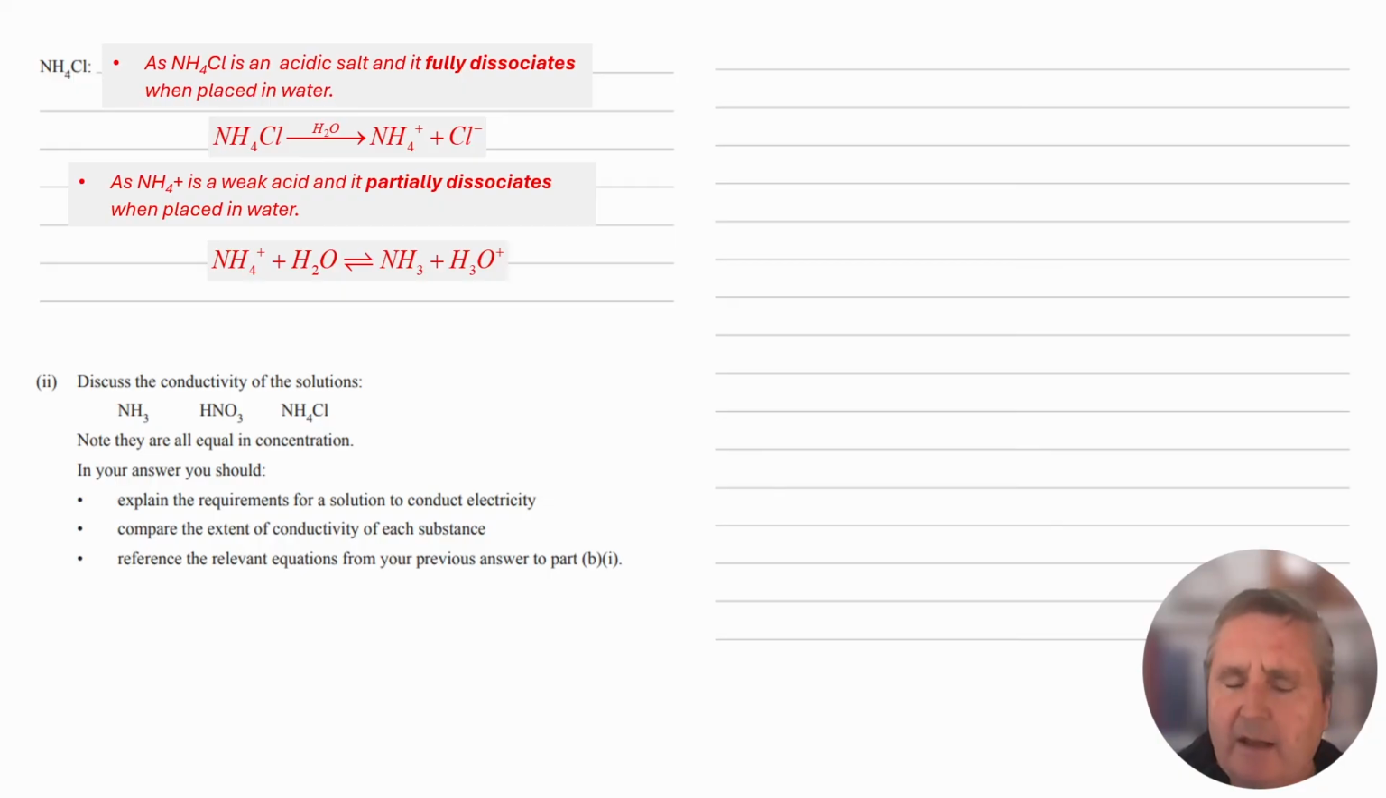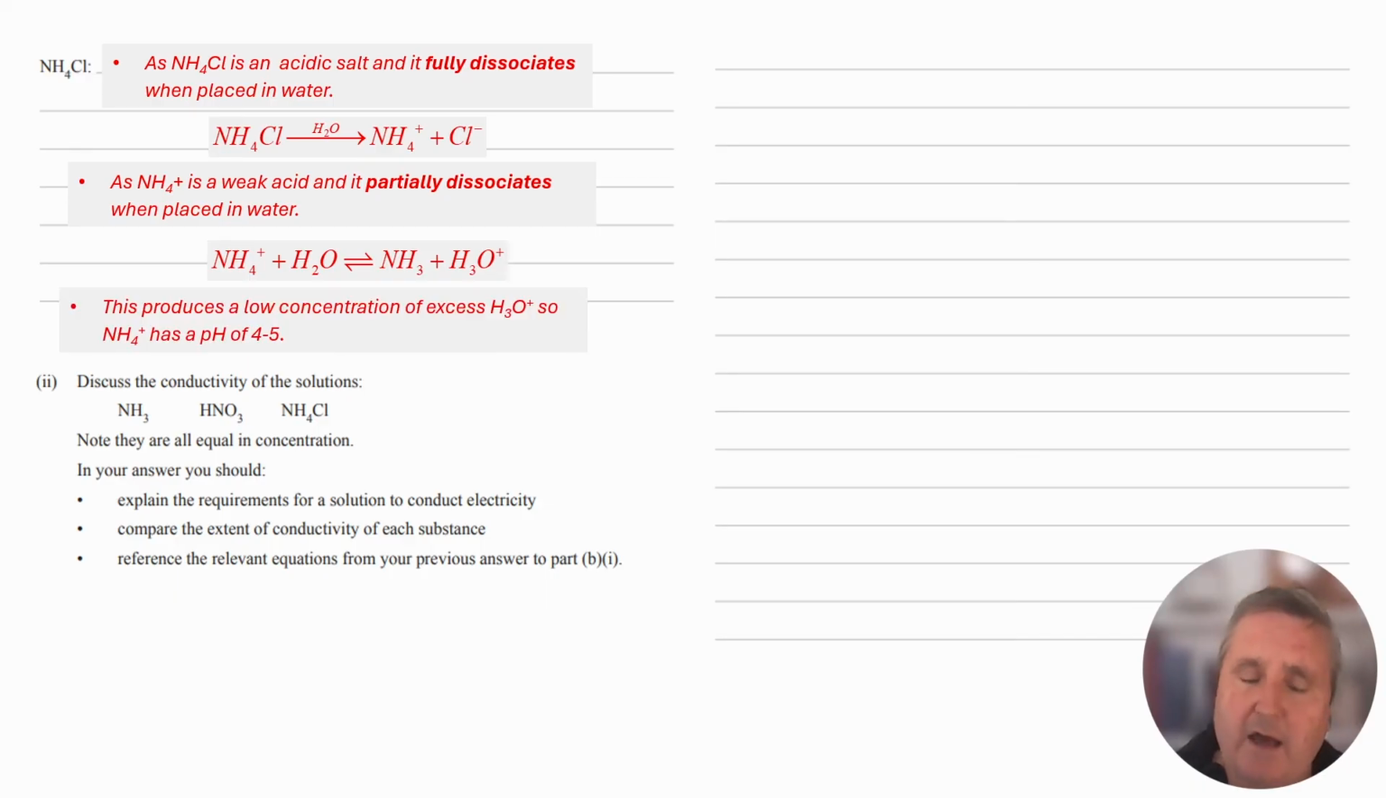That makes it acidic because it's producing hydronium ions, but because it's only partially dissociating, it's a lower concentration of hydronium ions, so it's going to have a pH that is larger than a strong acid because it doesn't have as high a concentration of H3O+. So this produces a low concentration of excess H3O+ ions, and so it has a pH of 4 to 5 because it is an acid, but it's not a strong acid, it's a weak acid.